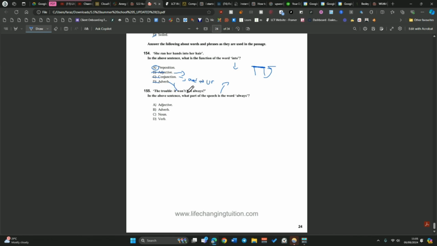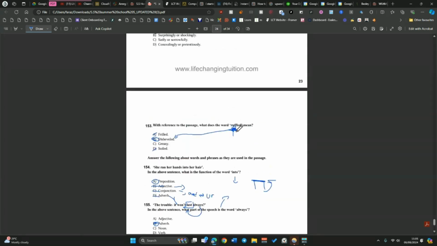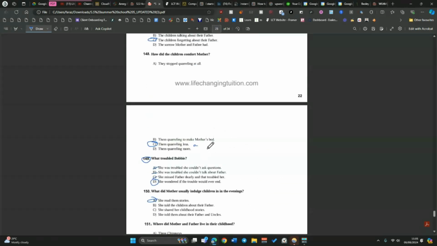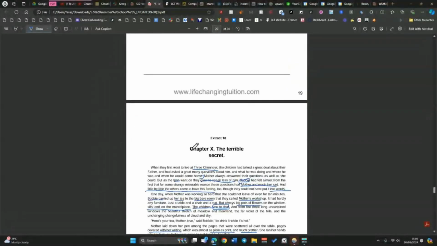The trouble, it won't last. You could actually have this sentence without the always. You could say, the trouble, it won't last, right? But what always is actually doing is describing the verb last. She's asking if it will last, meaning will it continue on, right? Always is just a way of describing that verb and adding to it. So that would be an adverb in that case, rather than a noun or a verb. Okay, that is the end of this English section. Hopefully that was useful.